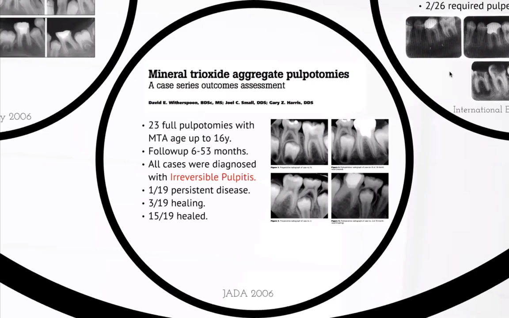And all the cases were diagnosed with irreversible pulpitis. I know it's crazy at that time. I think he did it in 2002. And he had 1 case that has persistent disease, 3 cases in the healing category, and 15 actually have healed. These are young kids with irreversible pulpitis, and he had successful treatment.